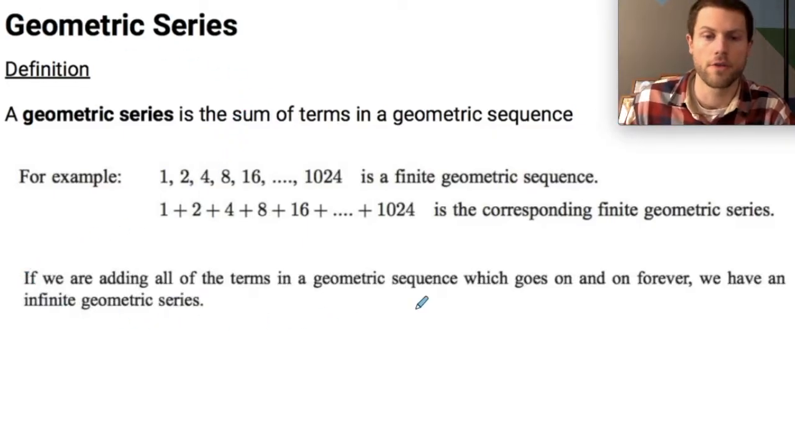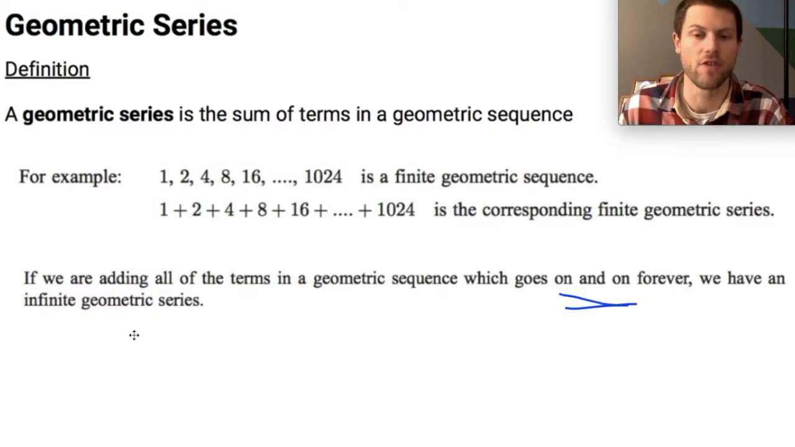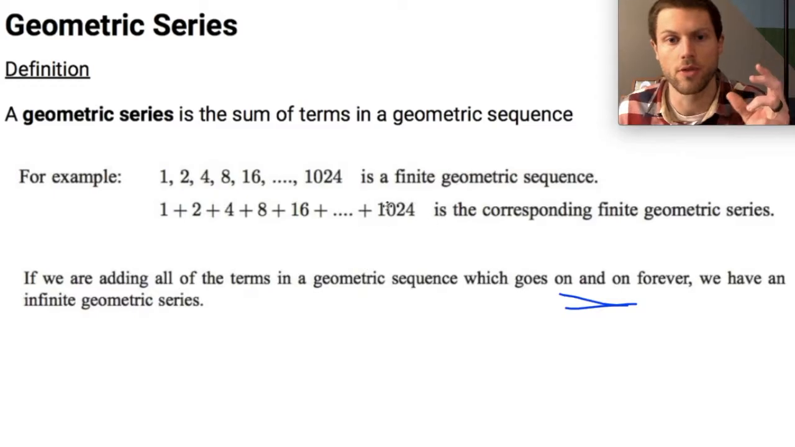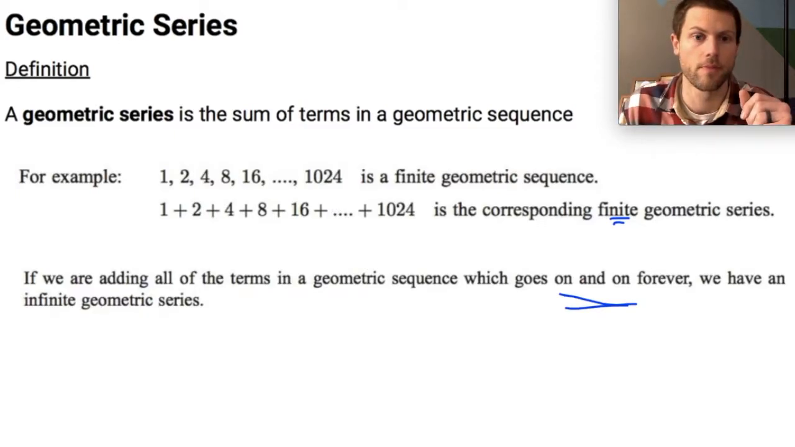If we're adding all the terms in a geometric sequence and it goes on forever, we have an infinite geometric series. So compare that with these previous examples. These are finite series since we are actually ending with a certain term.